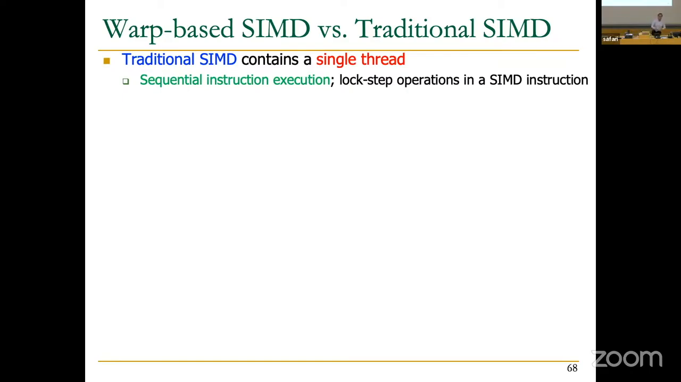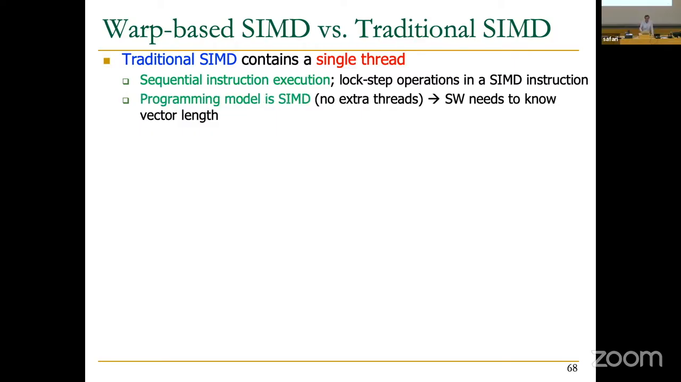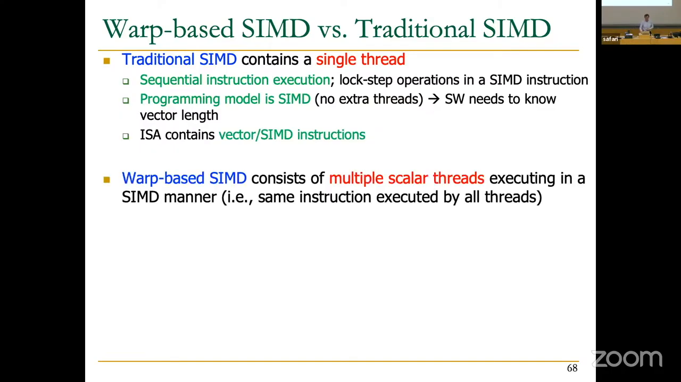Yes, you can pipeline instructions. Yes, you can do data forwarding. In fact, you can execute these instructions out of order. You can combine the concept of SIMD with out of order execution. It's going to be a quite heavy, hardware-costly processor, but you could do that, okay? But traditional SIMD doesn't do that, let's say. Programming model is SIMD. There are no extra threads. Software needs to know the vector length. That's what we've discussed earlier. Instruction set architecture needs to change significantly. You need to have vector and SIMD instructions.